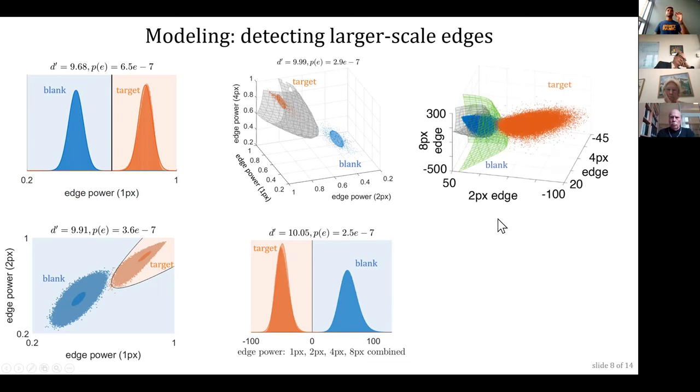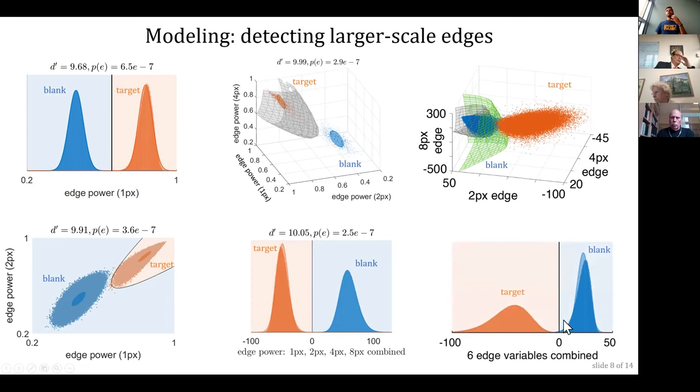So we talked about combining the edge power and edge power spectrum information. You can do that at each scale and then combine all of those across the 3 scales. You can ignore the green boundary over here. So this is, for example, the 2 pixel edge power and power spectrum combined. This is the 4 pixel edge power and power spectrum combined. This is the 8 pixel edge power and power spectrum combined. And then you're further combining those three. Basically what it means is that now you can also use the joint space of all of these 6 variables, so edge power and edge power spectrum at 3 different scales. You can discriminate using all of those 6 variables, and you can project it down to a single variable. So these are just different examples of things that you can do with the methods that we have developed.